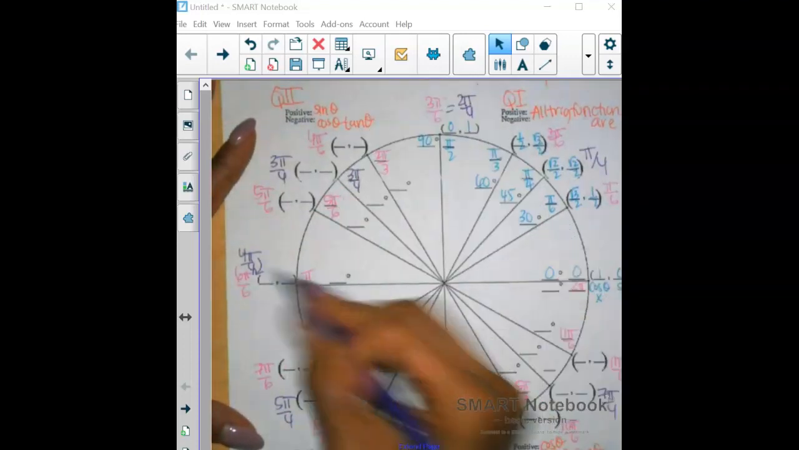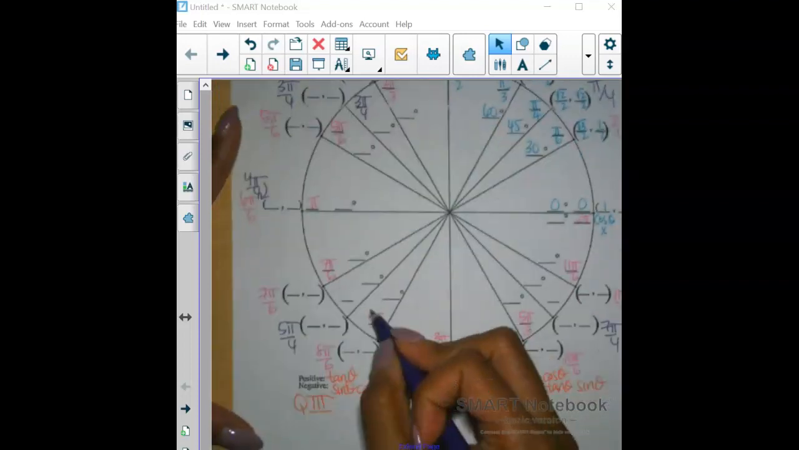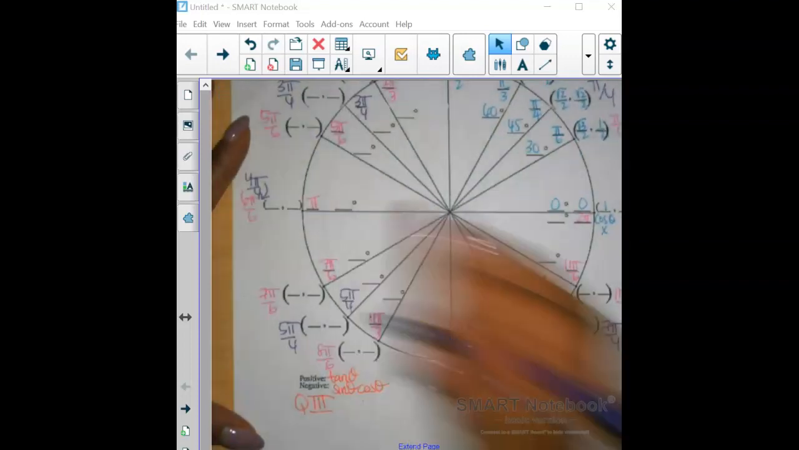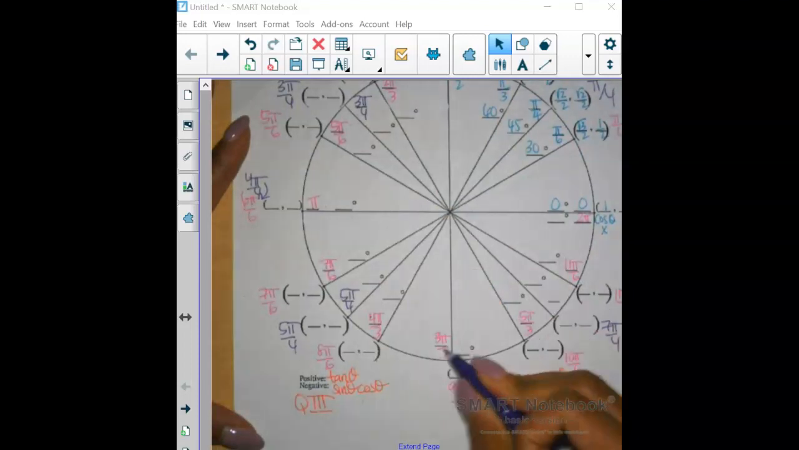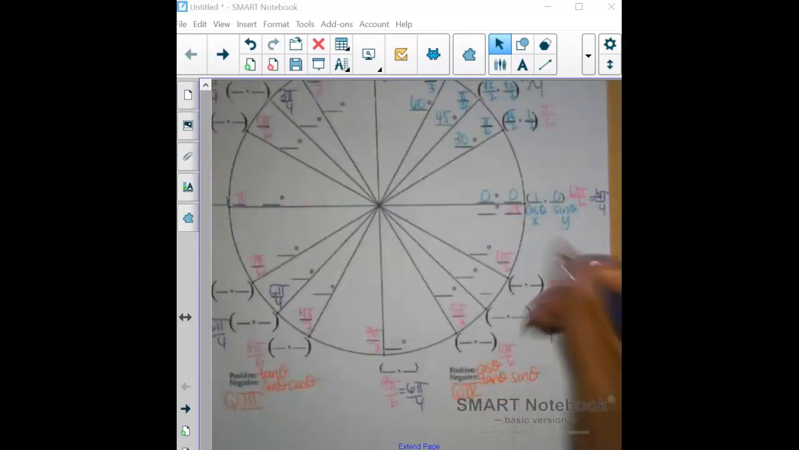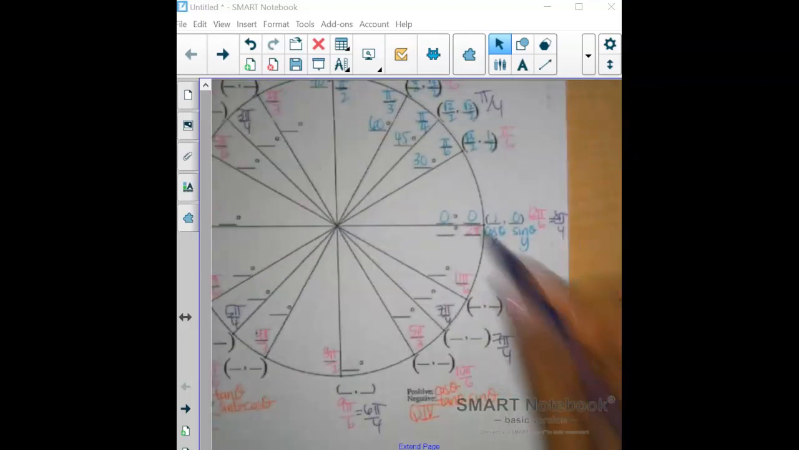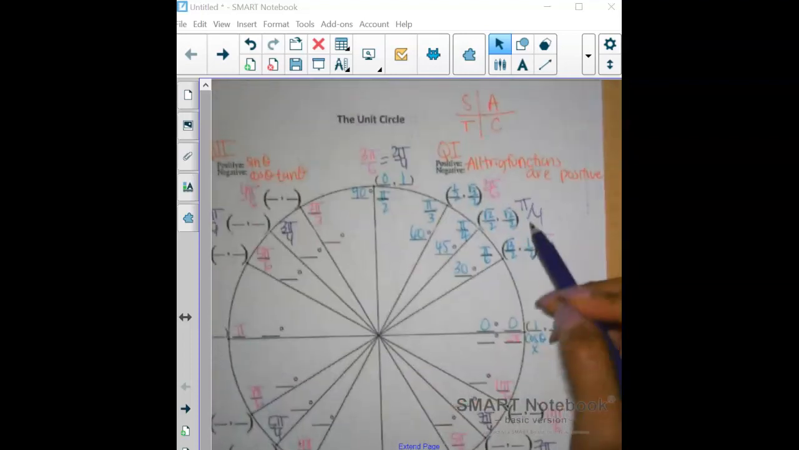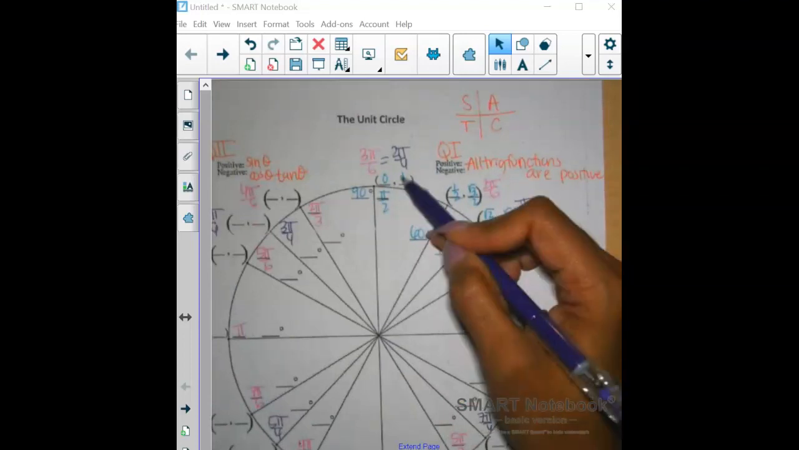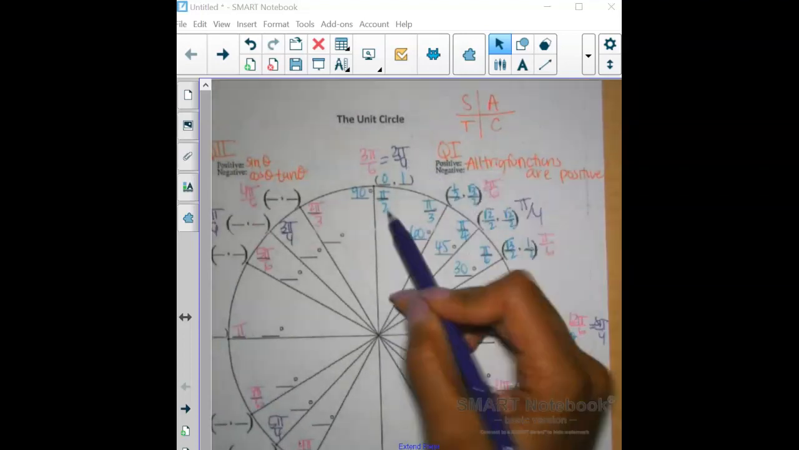We have 4 pi over 4, which is pi. We have 5 pi over 4. 6 pi over 4, which reduces to 3 pi over 2. And then we have 7 pi over 4. And remember, 8 pi over 4 is the same as 2 pi. And then, of course, we had pi over 4 here, which I didn't need to relabel. And then we said it before. 2 pi over 4 reduces to pi over 2.